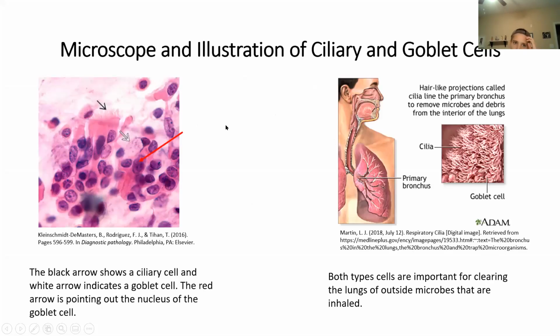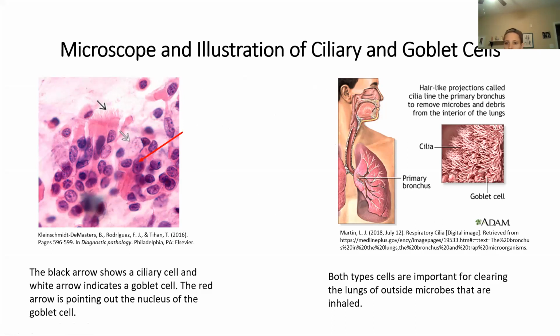This is a compound light microscope stained image of ciliary and goblet cells. The black arrow here is showing the ciliary cell with the little extensions. And then the white arrow is showing the goblet cell. And this red arrow is pointing towards the nucleus of the goblet cell.